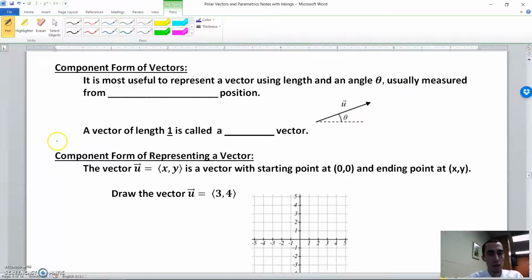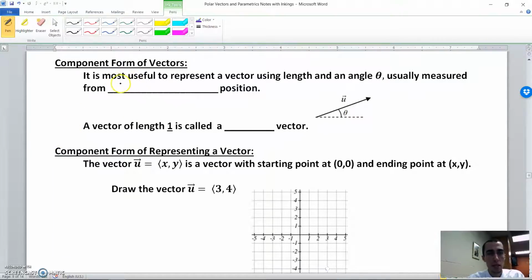Next up, it's most useful to represent a vector using length and a particular angle, theta, measured from standard position. So, for example, if we had this vector u, we would measure the angle starting at the positive x-axis, and that angle we'd call our angle theta. Another note that I like to make is that a vector of length 1 is called a unit vector. Just like a unit circle is a circle with a radius 1, a unit vector is a vector with a length of 1.